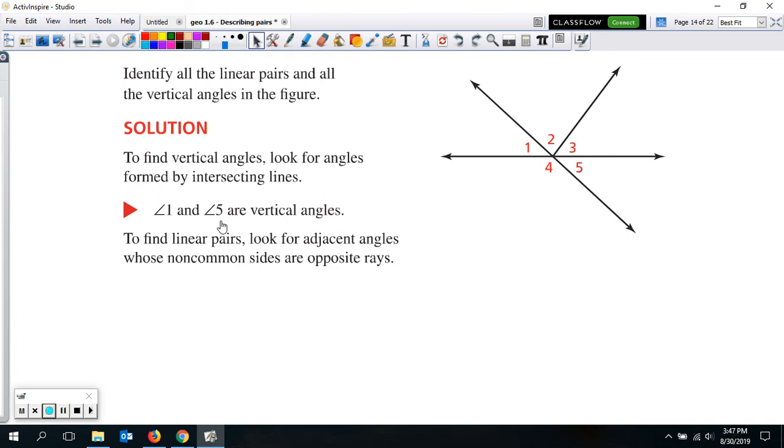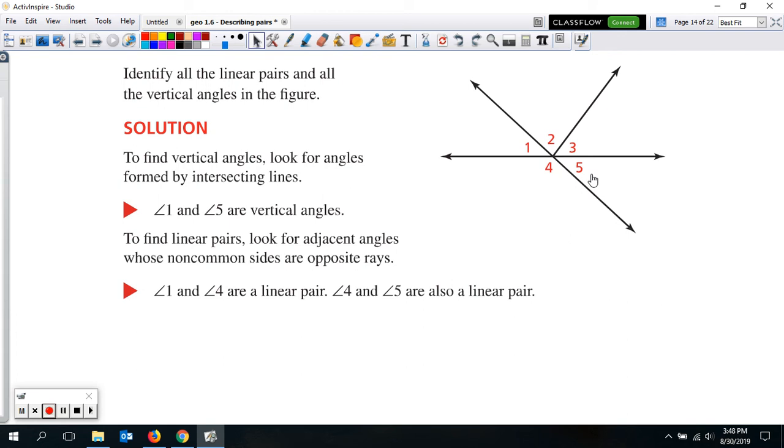And then to find the linear pairs, you're looking for adjacent angles. Basically a linear pair is going to be adjacent angles. So 1 and 4 are adjacent, and they also have to add up to 180. So 1 and 4 has got to have a straight line here where 1 is going through it. So that's going to be 180 degrees. So 1 and 4 are adjacent angles. 4 and 5 also have that same thing going with this line going through here. So 4 and 5 are also a linear pair.